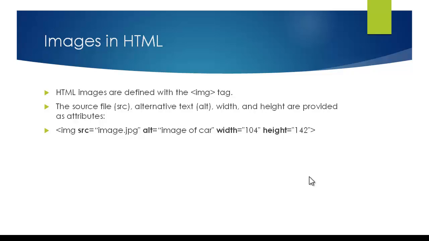Images in HTML. HTML images are defined with the img tag, and then the source file src is an attribute, and alt is also an attribute that I don't use here, but I will show you in advanced images videos. Then width and height are provided as attributes, and there is an example: img src img.jpg, width 104 and height 142. Use pixels here or whatever quantity you want.